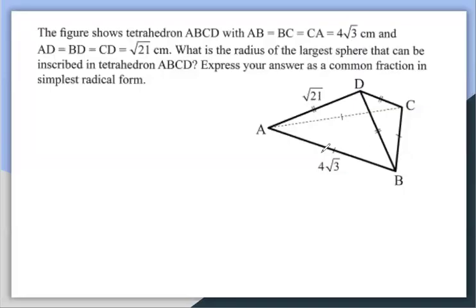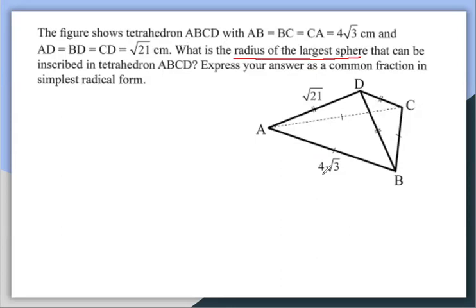So we have another MATHCOUNTS national sprint problem. This was the last question in 2024. We have a figure which is a tetrahedron, right? Three sides are given as 4√3, and the other three sides are √21. And we want to find the radius of the largest sphere that can be inscribed in this tetrahedron.